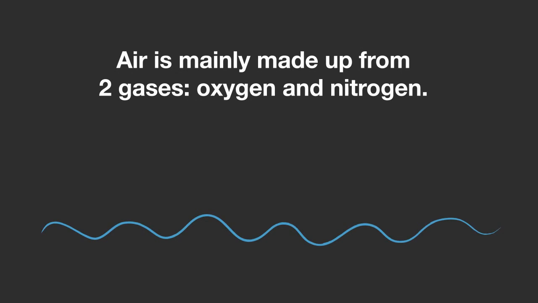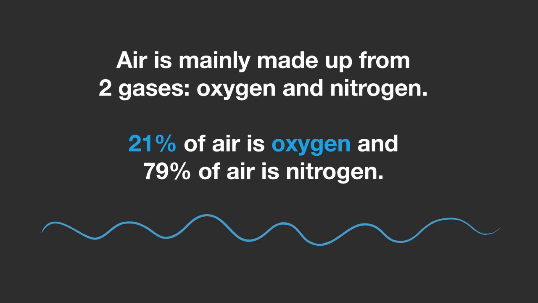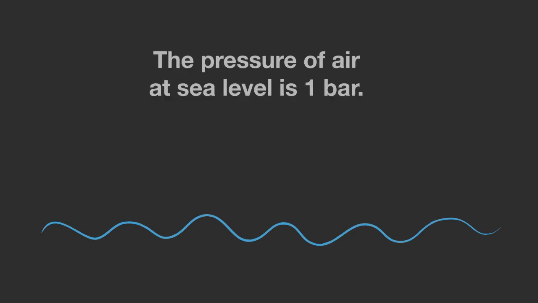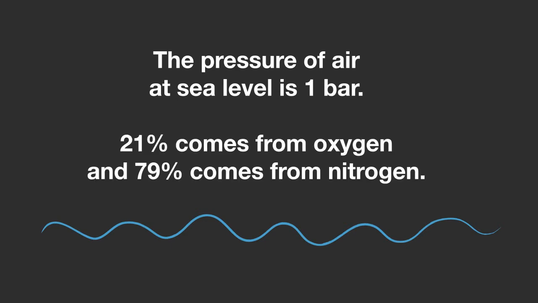Air is mainly made up from two gases, oxygen and nitrogen. 21% of the air is oxygen and 79% of the air is nitrogen. The pressure of air at sea level is 1 bar. So 21% of that pressure comes from oxygen and 79% of it comes from nitrogen.